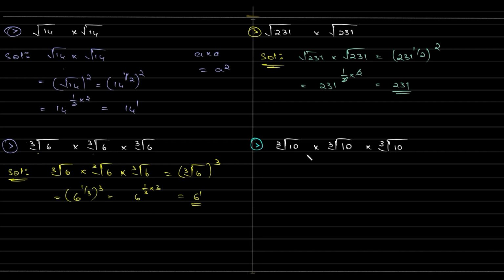Right? So we have the next question. 3 set of numbers being multiplied 3 times. I know it's the same funda, just a repetition. So this is nothing but 10 to the power of 1 by 3 whole cube. So this is nothing but 10 to the power of 1 by 3 into 3, 3 gets cancelled, 10 to the power of 1. Okay.